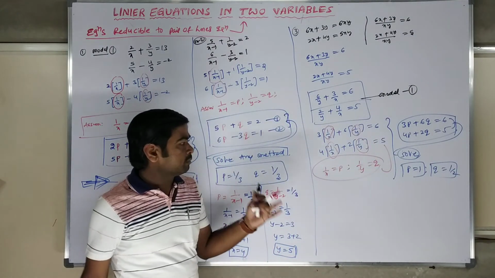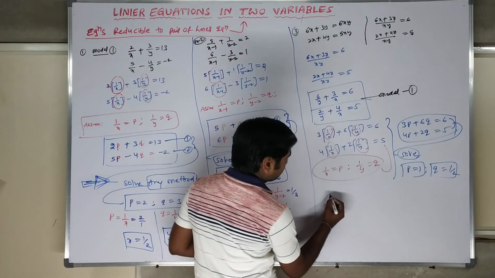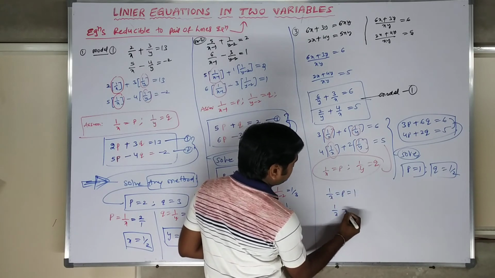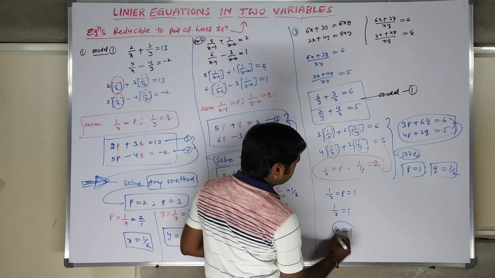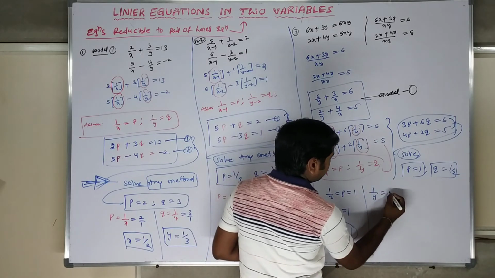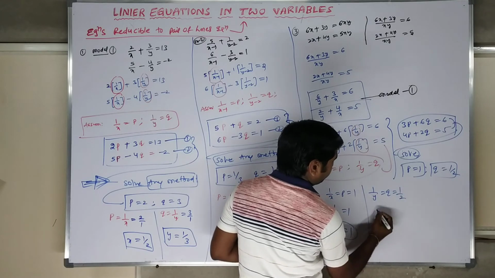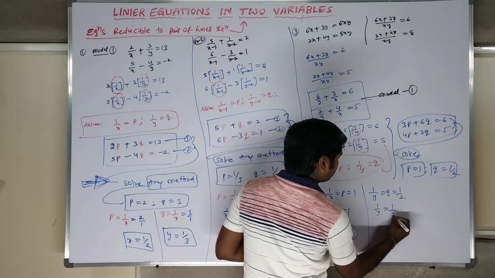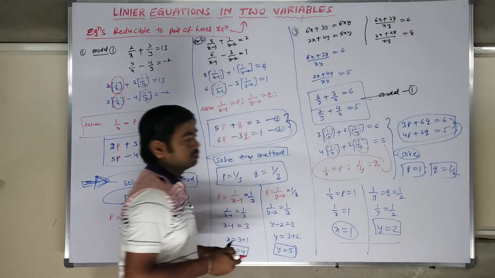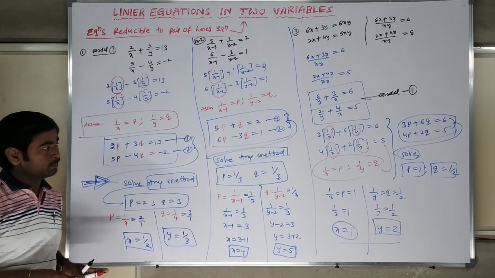Any one method. After p is equal to 1, substitute over here. So 1 by x is equal to p is equal to 1, so cross multiply: x is equal to 1. Second case: 1 by y is equal to q, I got 1 by 2. So 1 by y is equal to 1 by 2, cross multiply and I get the answer. This is the way to get the answers.